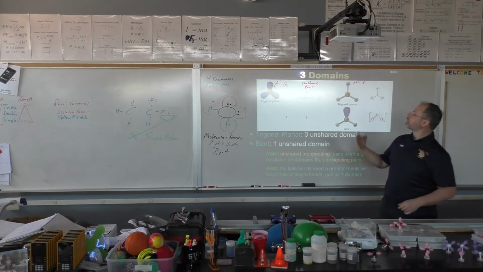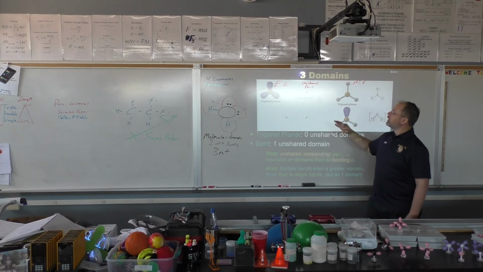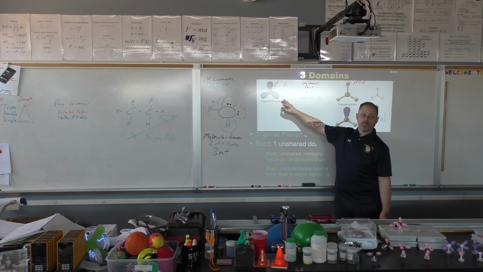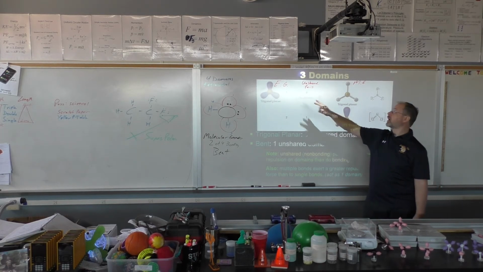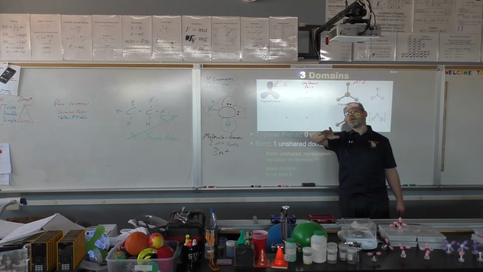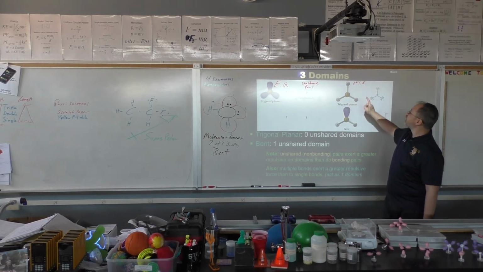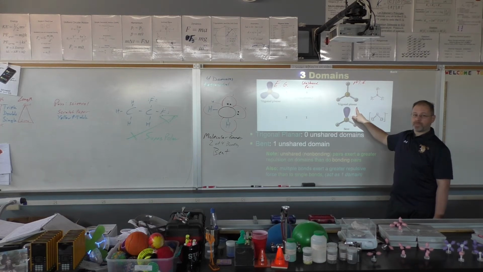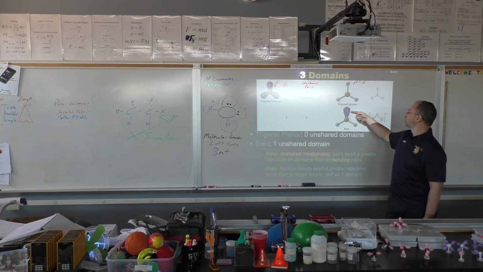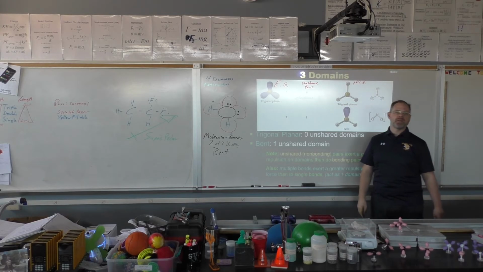Okay. So if you have 3 domains, the electronic geometry is trigonal planar. If all those domains are bonding, then the molecular geometry is also trigonal planar. If one of those domains is unshared, the molecular geometry is bent.